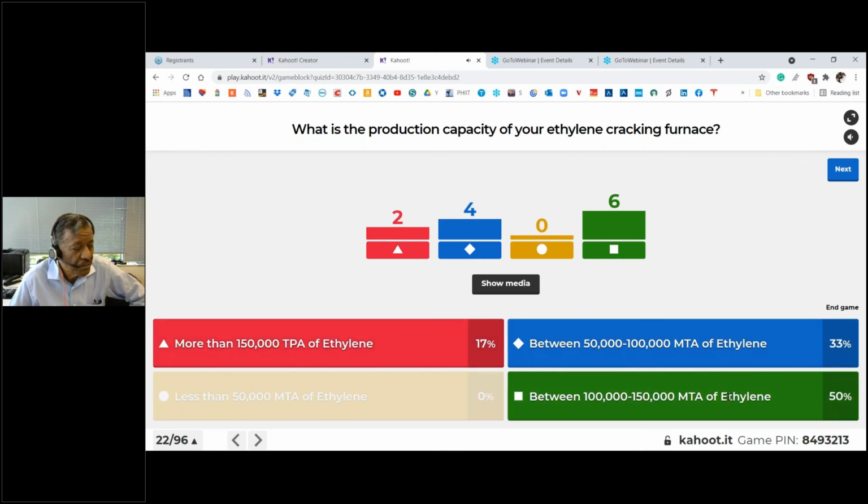So most of the people have between 100 to 150 metric tons per annum ethylene capacity, which sounds right. Nobody has 50,000 metric tons per annum. These were the old furnaces which were built, I think, around 1950s or maybe even earlier. And some have between 50 to 100,000 metric tons per annum. These could be small furnaces built in India, maybe around 1960s or 70s. So thank you again for your feedback.